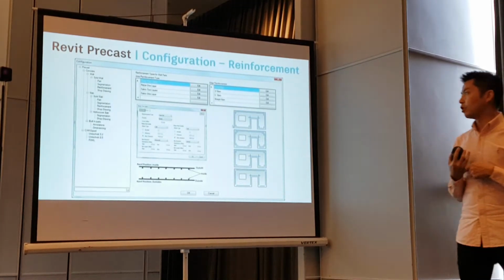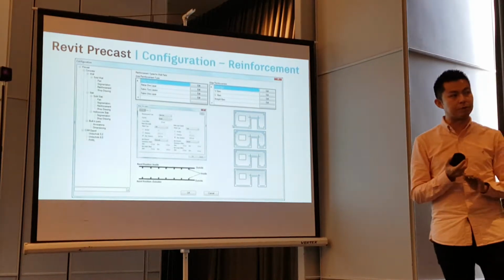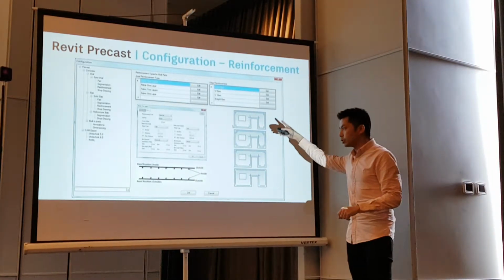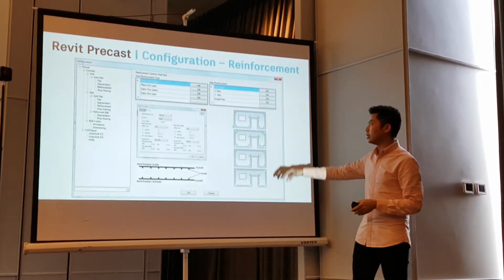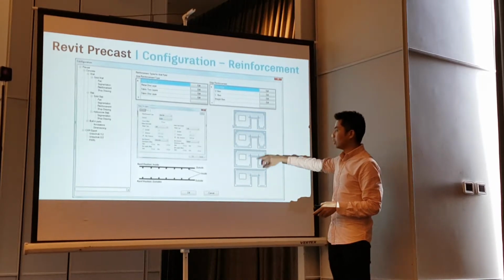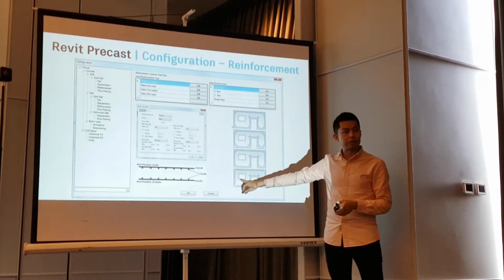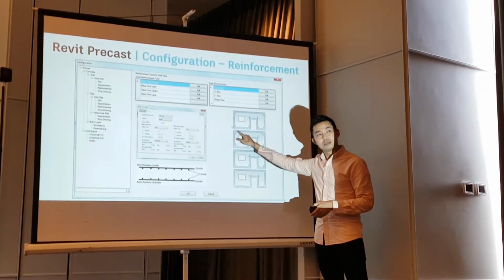Now, if you go into the reinforcement, there's a couple of things that you can do here. Either it's the area reinforcement or the edge reinforcement. I put in some notes at the side here so that you guys can understand what the corner bars, U bars, L bars, and also the straight bars are. Alright? How the edge connection is going to be.